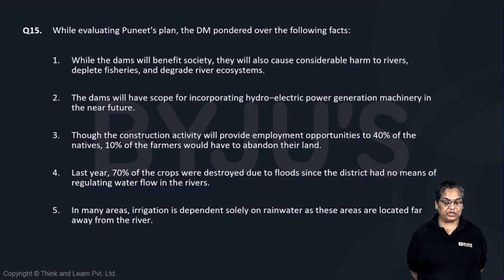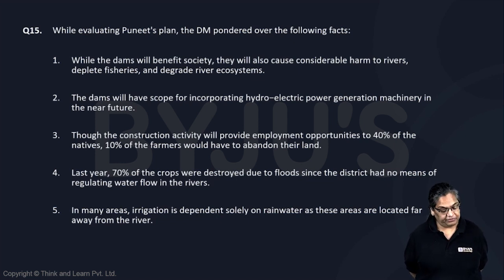While evaluating Puneet's plan, the DM pondered over the following facts. Which facts do you think the DM thought about? Which facts do you think a district magistrate who's been given a plan for two dams from a self-taught architect should keep in mind? The options are just asking you that. These are the thoughts that went on in his mind, and you will be questioned about which of these he should consider correct. So he thought of the following facts. Let's just look at the facts before we look at the question.